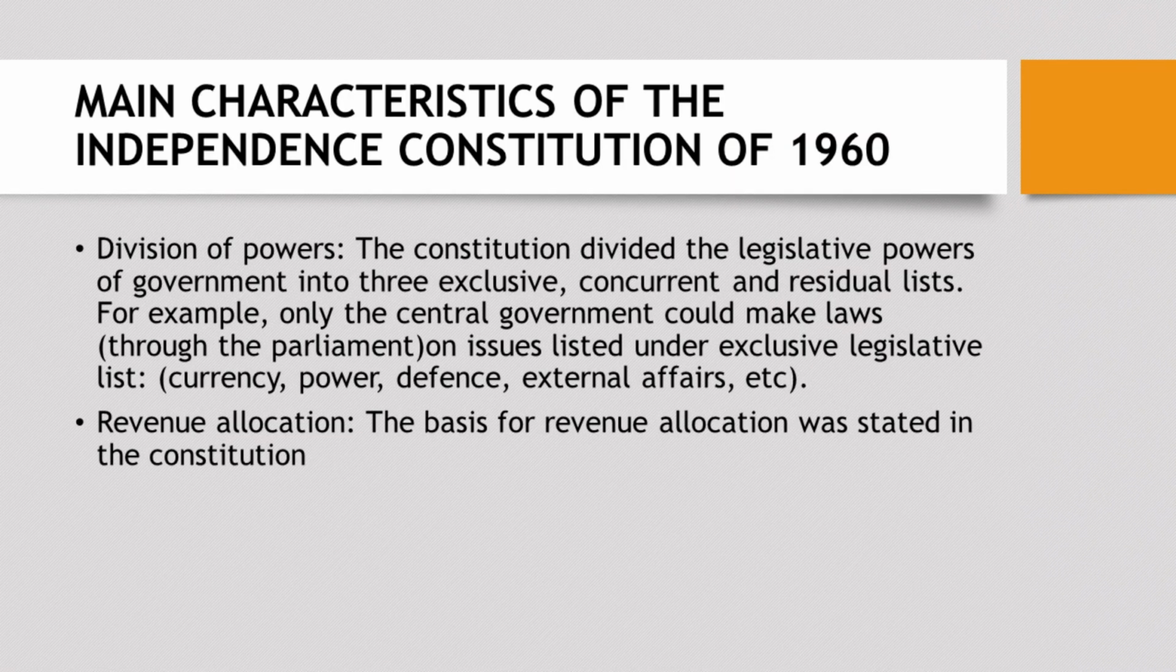The next point we'll be looking at is division of power, and we are still talking about the main characteristics of the Independence Constitution of 1960. The Constitution divided the legislative power of government into three: the exclusive, the concurrent, and the residual list. For example, only the central government could make laws through the parliament on issues listed under the exclusive list.